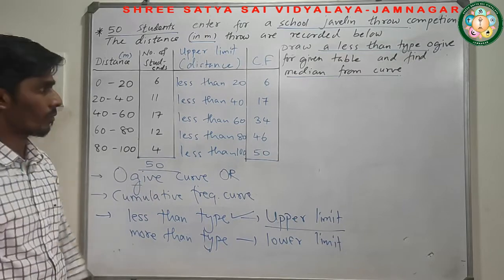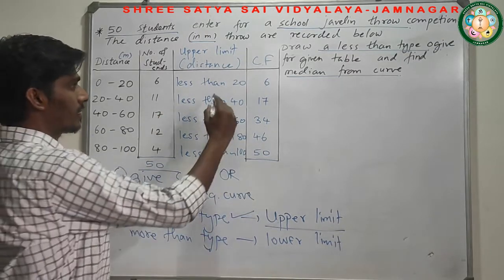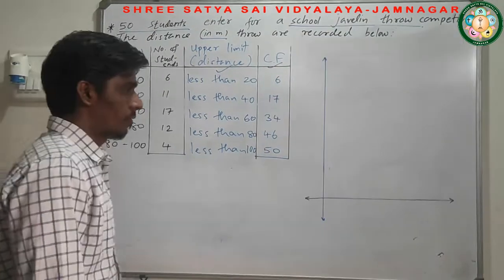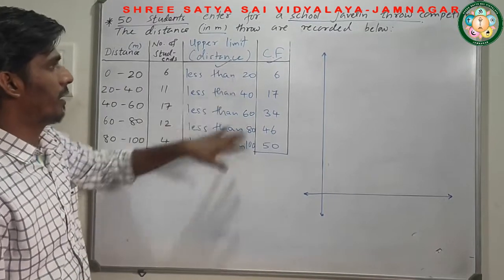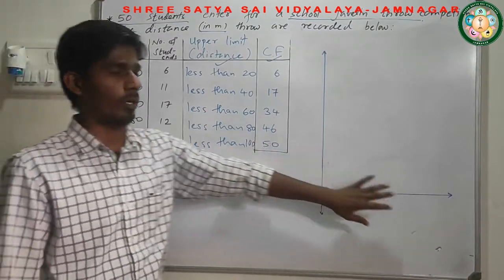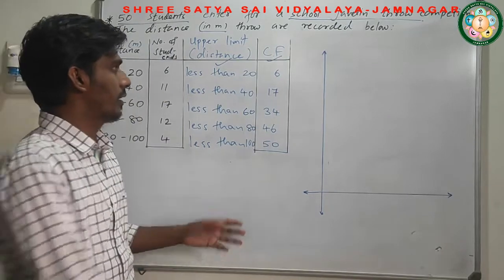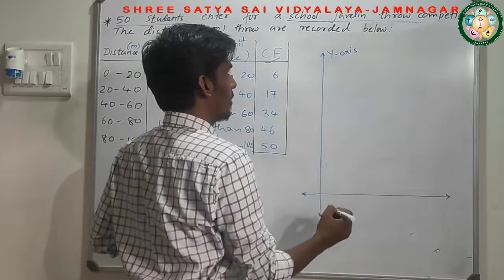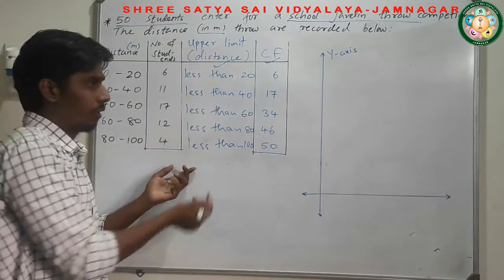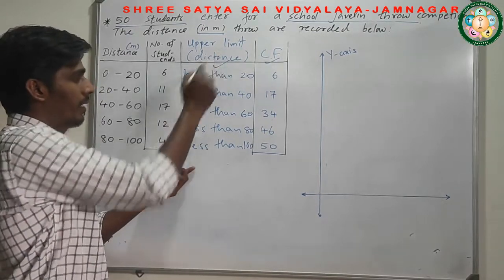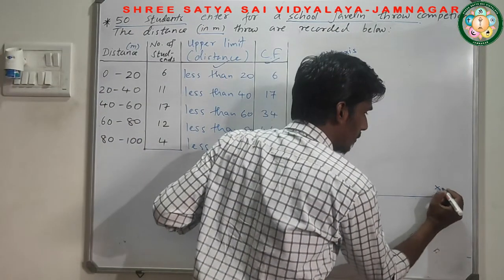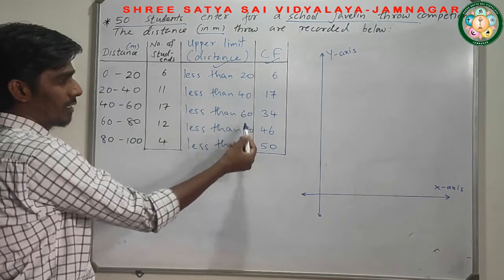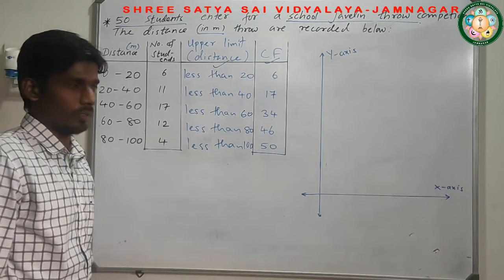Once you complete up to this, these two columns we are going to use for the graph. Now we got both the columns, upper limit and CF. Both these numbers we have to plot on the graph. Now you have to understand, CF always you have to take on y-axis, and this upper limit or lower limit. Here as per the less than type, upper limits are there. So this one always you have to plot on x-axis. So here it starts with 20, 40, 60, 80 and 100. So 100 is the highest one.